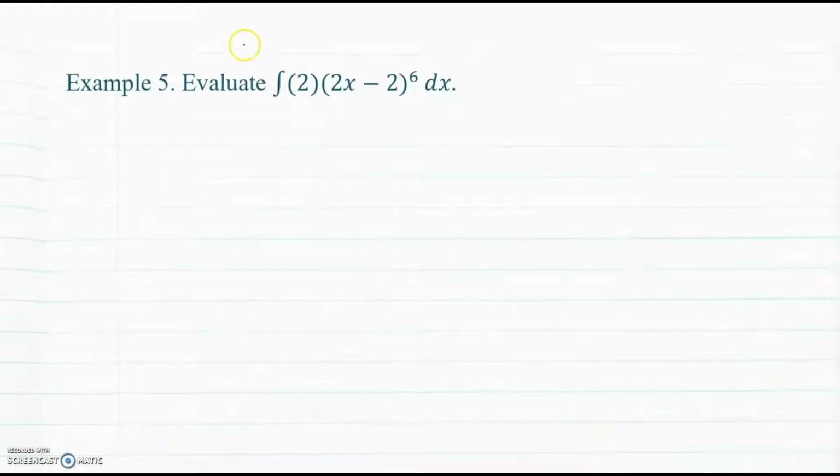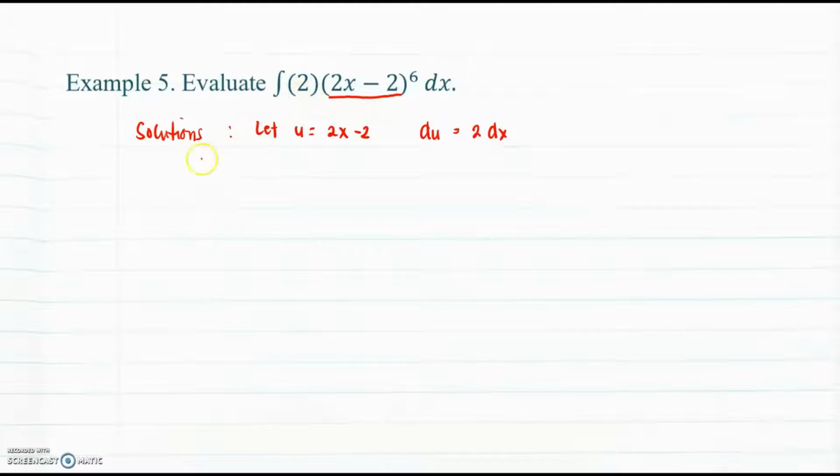Let's have example 5. Evaluate the indefinite integral of 2x minus 2 raised to 6 times 2 with respect to x. So here, looking at your integrand, you know that when you let u be equal to 2x minus 2, we will get the derivative of u as 2. So for the solutions, we let u be equal to 2x minus 2, and our derivative of u is just 2 with respect to x.